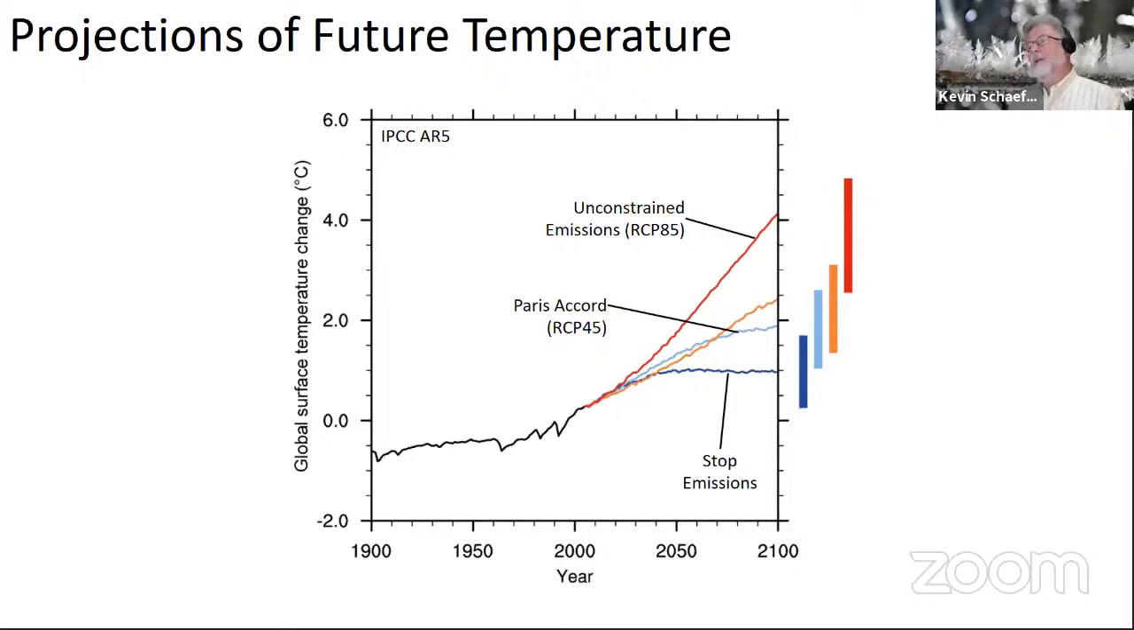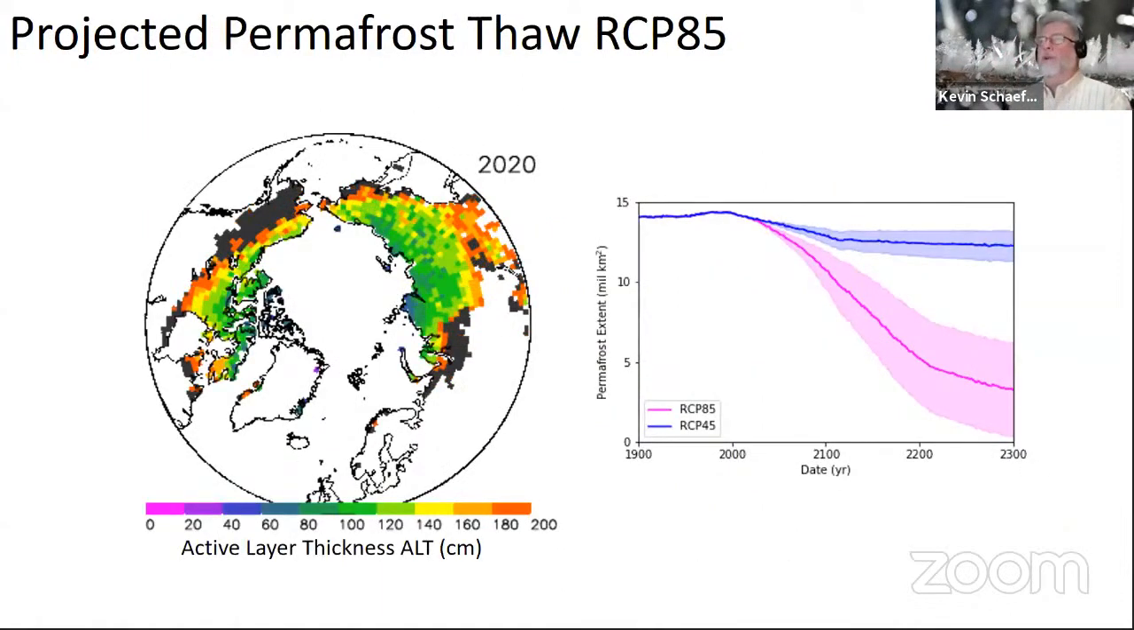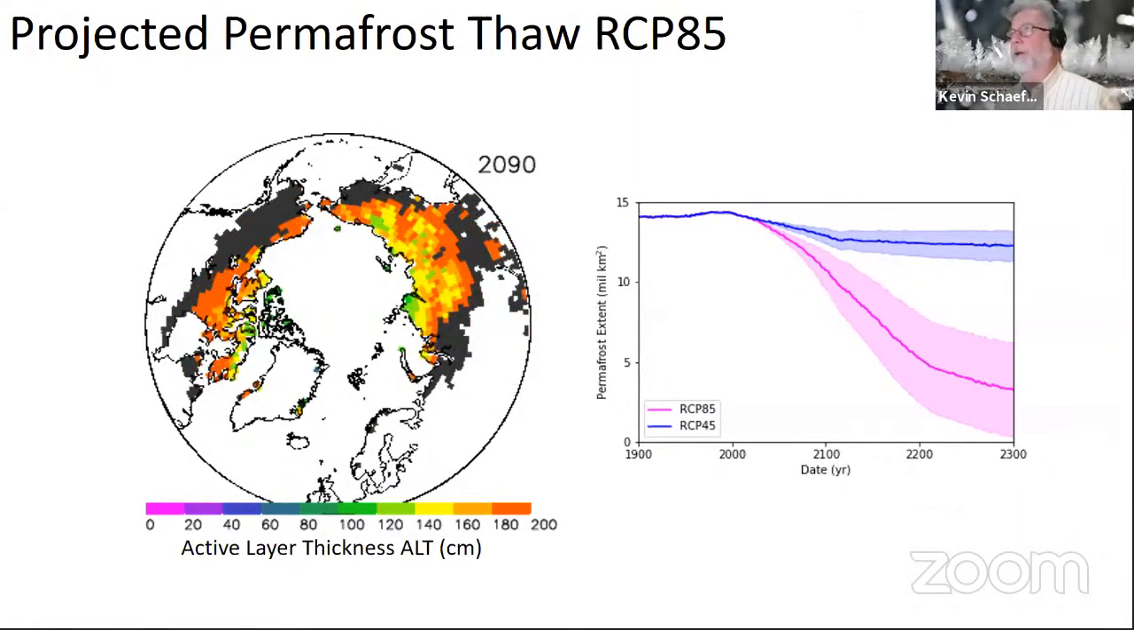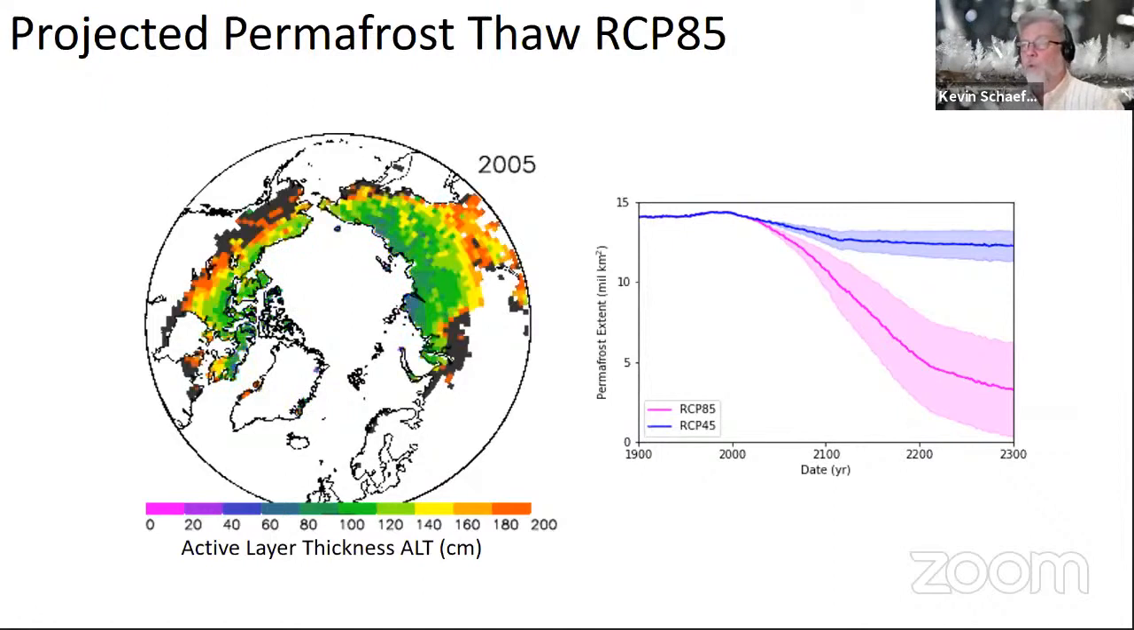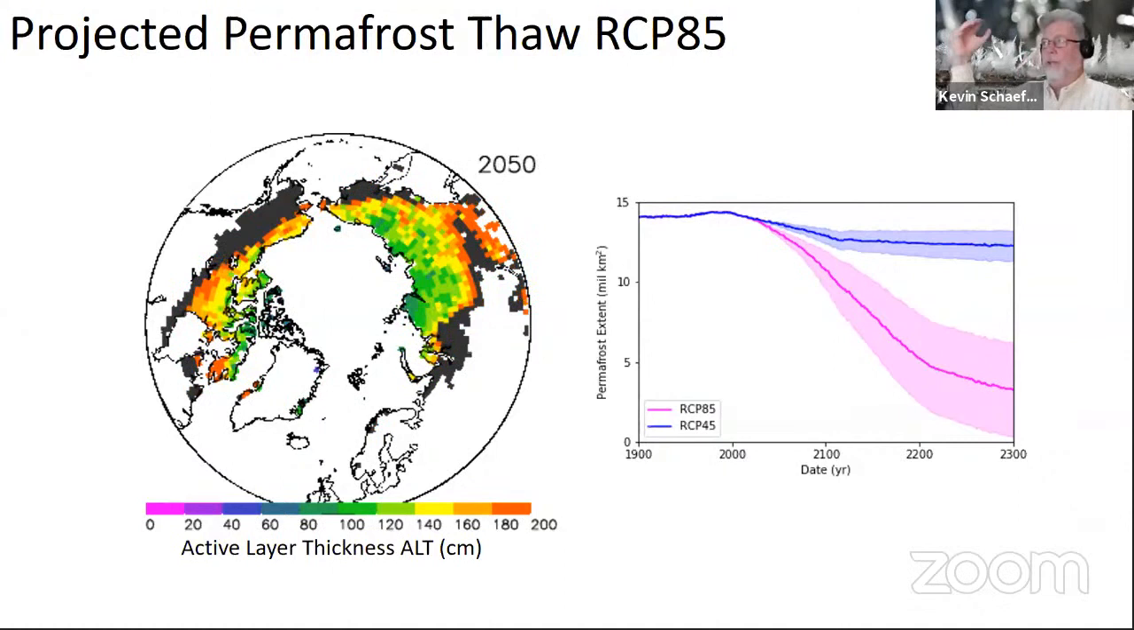So what I did is I took these scenarios and I forced my model with them. And this is an illustration of what we project to happen to the permafrost for the unconstrained burning of fossil fuels scenario, which we call RCP 85. On the left is an animation of active layer thickness as a function of time. And what you see here is that as it gets warmer and warmer, the colors get redder and redder, which means the active layer is thawing down from the top and getting deeper.